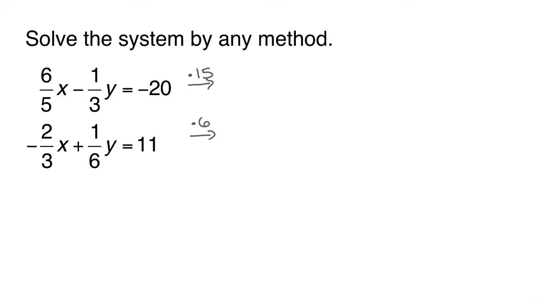With the first equation, when we multiply by 15, we get 18x minus 5y is equal to negative 300. With the second equation, when we multiply by 6, we have negative 4x plus y equals 66.